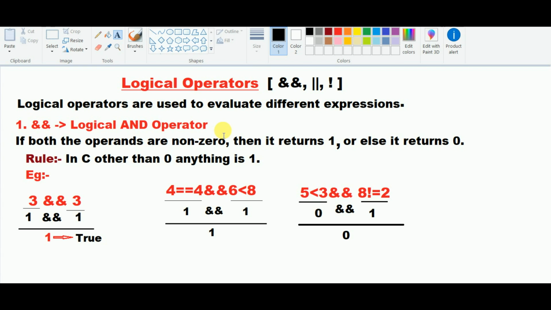In the logical AND operator, if both operands are non-zero, then it returns 1, or else it returns 0. In C, other than 0, anything is 1. Observe here, these are the examples of the logical AND operator. Next, going to the logical OR operator.